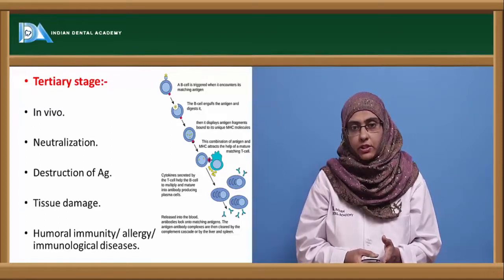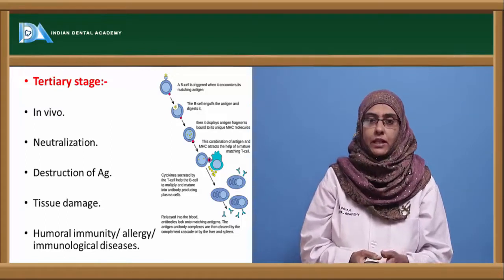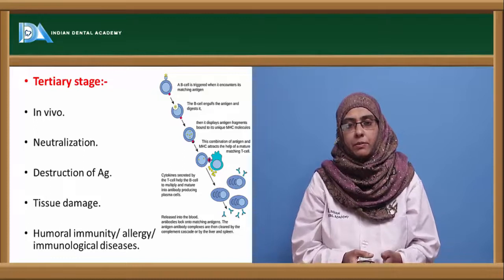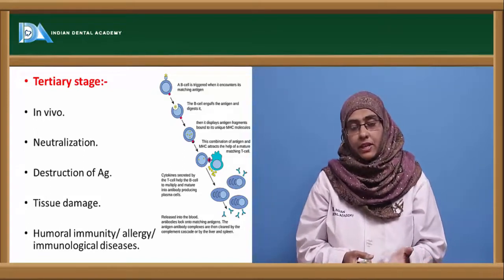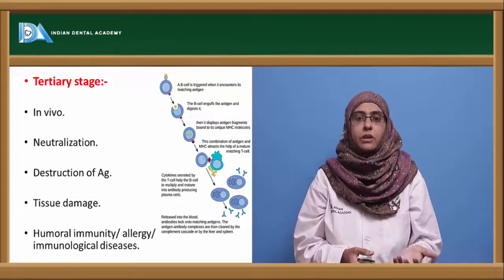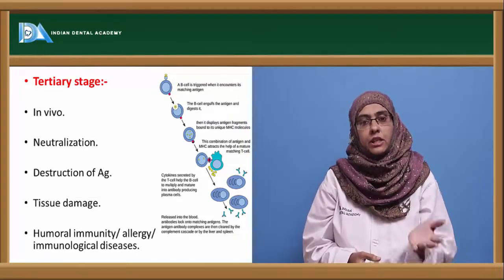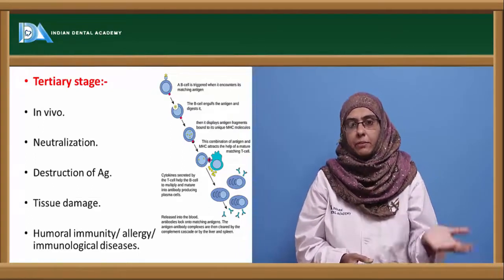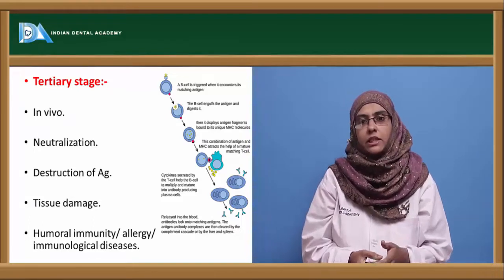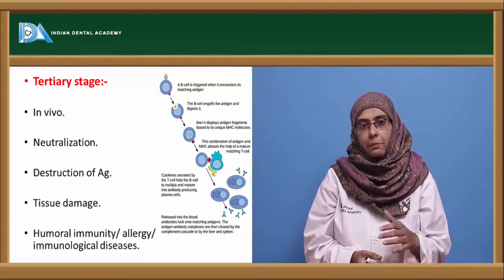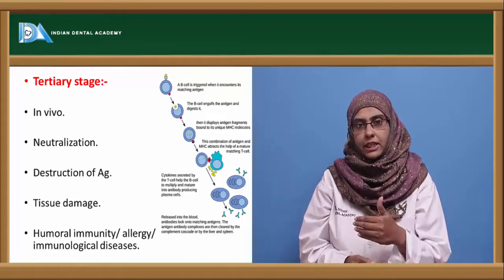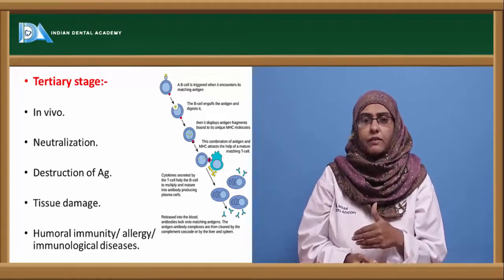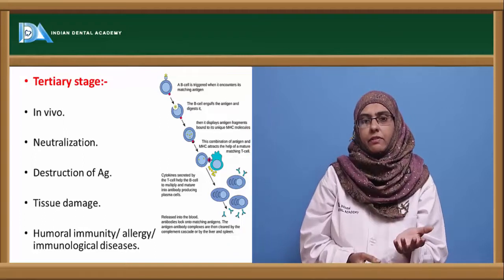Next is the destruction of the antigen, that is, complete lysis of the antigen will take place using complement mediated lysis. And then sometimes, as we have discussed, this immune response can be exaggerated, leading to tissue damage also. Apart from eliminating the antigen, they can also cause tissue damage, which is called a hypersensitivity reaction. So all these tertiary stages are usually seen in vivo where the antigen will be eliminated.